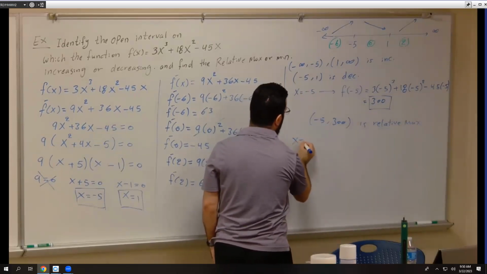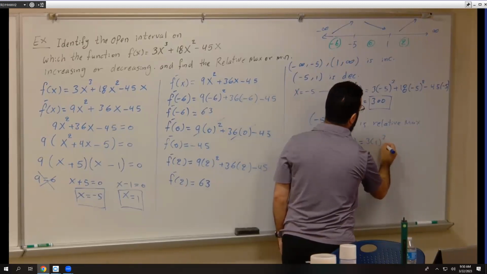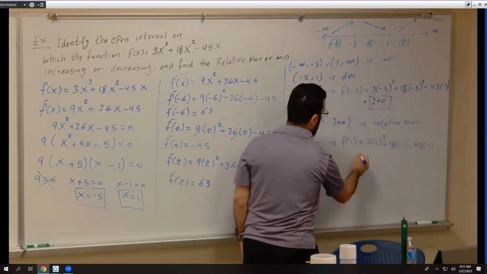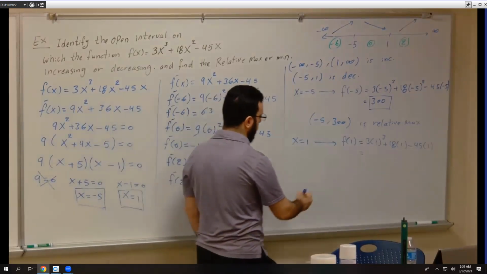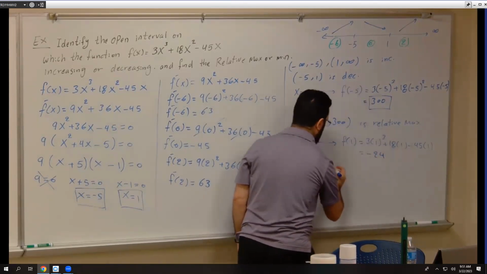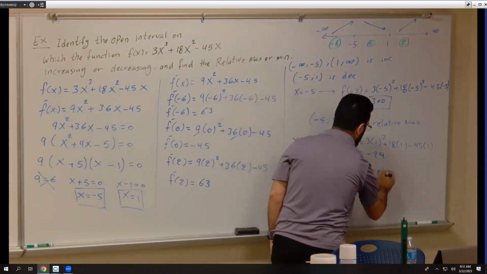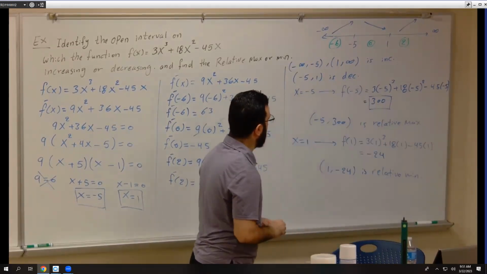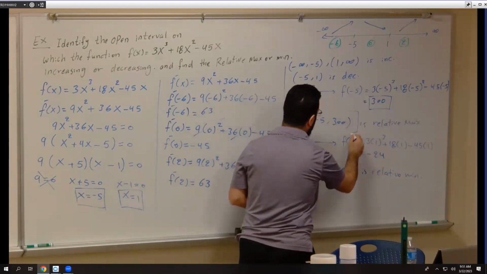Now, when x equals 1, we do the same thing. F of 1 equals 3 times 1 cubed plus 18 times 1 minus 45 times 1. How much is that going to be? I got -24. That means the point 1, -24 is the relative minimum. That's it. So when they ask about relative max and relative minimum, I have to find the point with x and y.